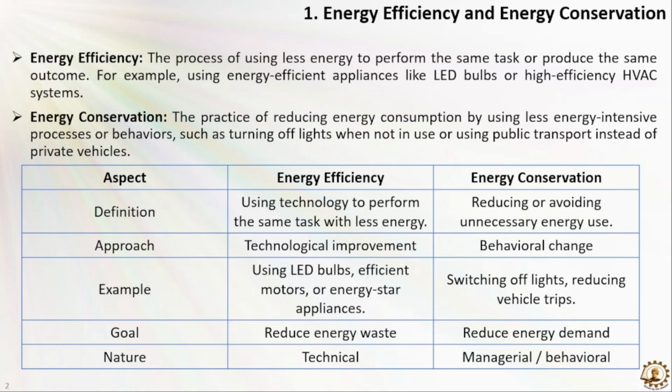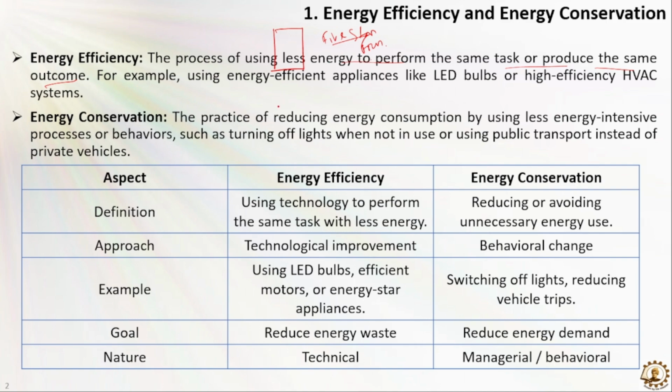By definition, energy efficiency is the process of using less energy to perform the same task or produce the same outcome. For example, if you have a fridge in your home, you have seen that there are ratings, a 5-star rating or a 4-star rating. A 5-star rating means the consumption of electricity will be lesser, and 4-star means the consumption will be more compared to the 5-star. So for the same purpose, to preserve food, the same output can be achieved using less energy through technological modifications.